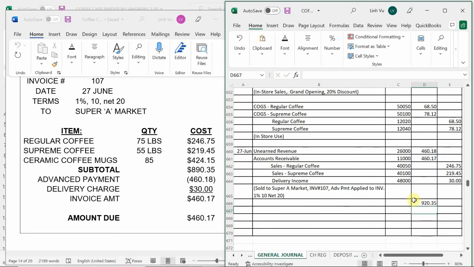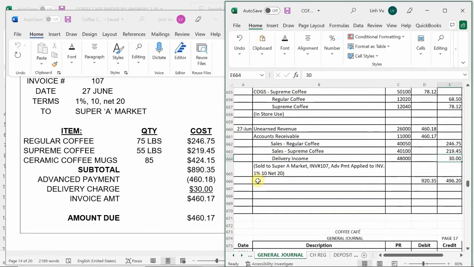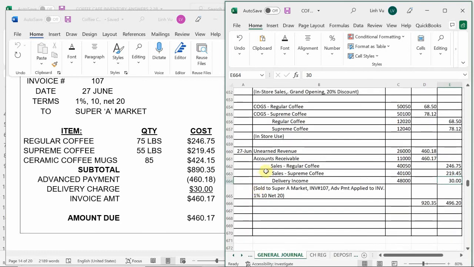So there you go. 9, 20, 35. 9. Oh, I am off by a lot. Okay, let's see what happened here. Okay, so 246.75 and 219.45. Oh, we did sell ceramic coffee mugs. Oh, okay. All right. We did sell ceramic coffee mugs, so excuse me.